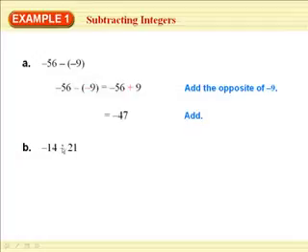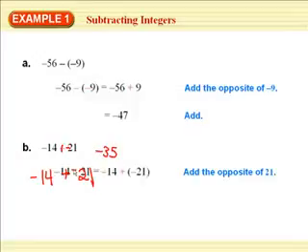So the first boom is to change this to a plus. The second boom, that's a 21. We make it -21. So -14 plus -21, the signs are the same, so you just add them and it stays negative, -35. So let me write that again, -14 minus 21, I went boom, boom. There's my adding the opposite. And then it becomes -35.